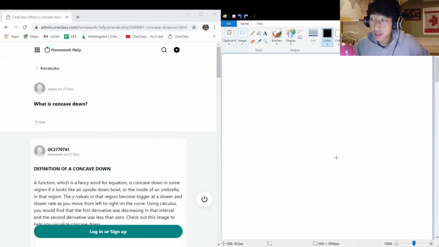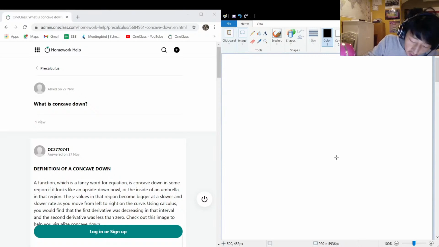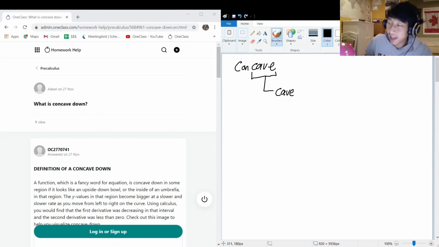Okay, so the next question that we have on the menu today is asking us, what is concave down? Let's actually describe what it means to be concave in the first place. Think about the word concave. If we look inside, we have a cave. Inside the word concave, we have the word cave.